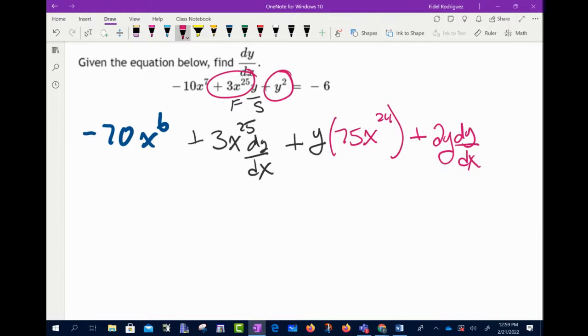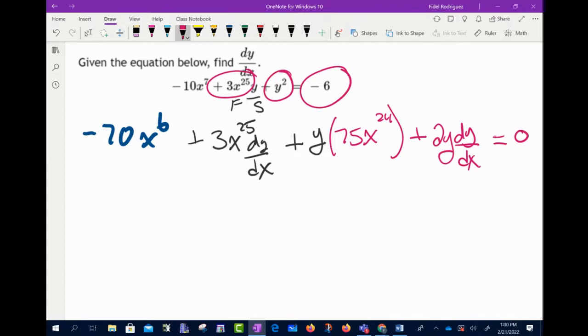Every time we have a y, because we're differentiating with respect to x, and because we're trying to take the derivative of y and we don't know what y is, we're going to say it's 2 times y times whatever the derivative of y is. Now we're going to do the same thing on the right side. What's the derivative of a negative 6? A 0.